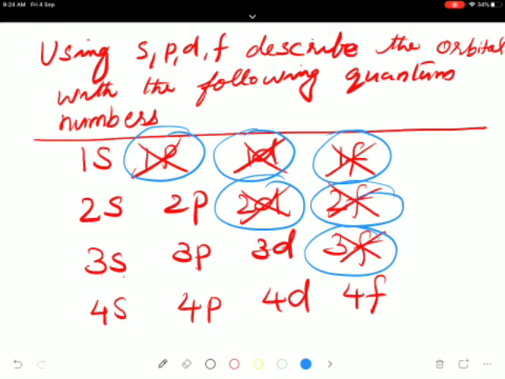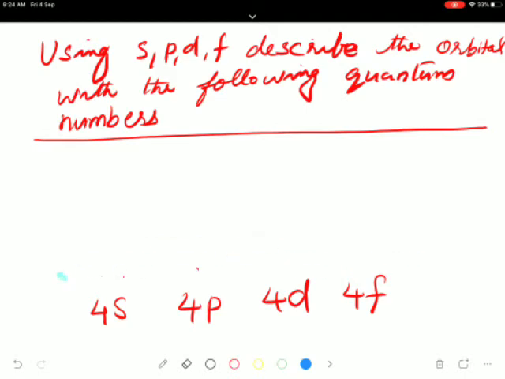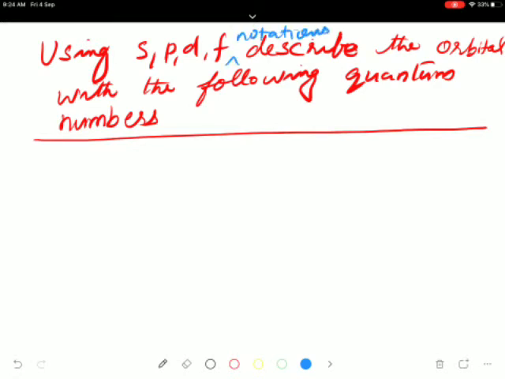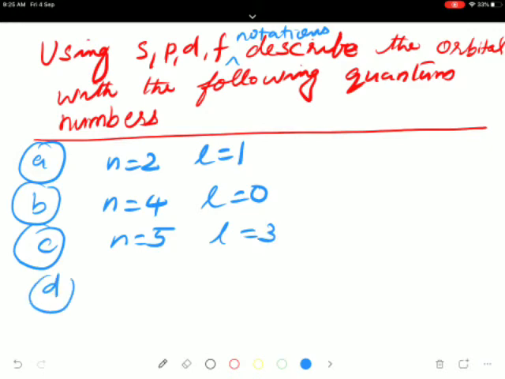Okay, now I am coming to the question. Using SPDF notations, describe the orbital with the following quantum numbers. A. n is equal to 2, L is equal to 1. B. n is equal to 4, L is equal to 0. C. n is equal to 5, L is equal to 3. D. n is equal to 3, L is equal to 2.